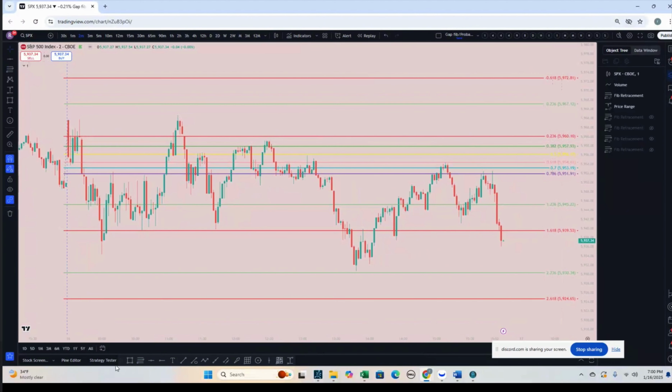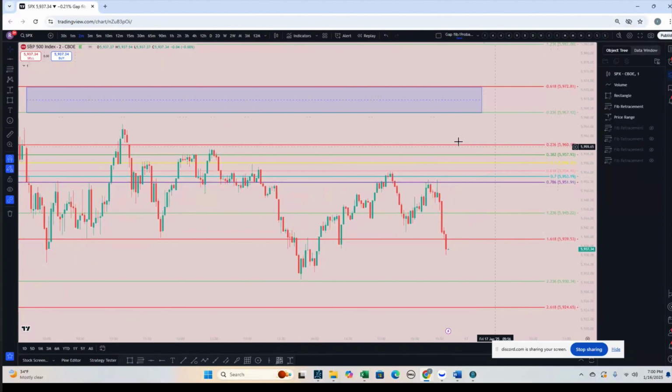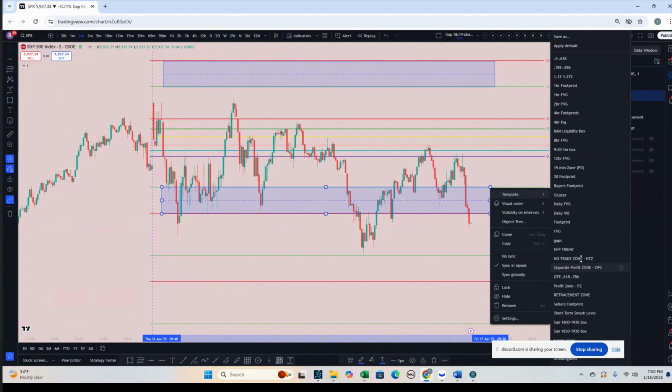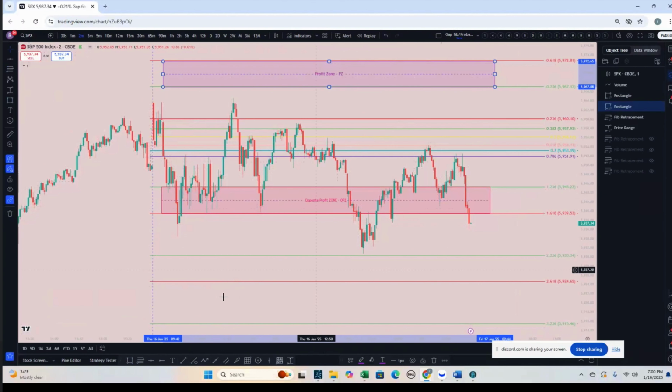Gotcha. PZ number one is pretty much your most important one. PZ number one is your negative coefficients, right? I see. OPZ is your positive coefficients, right? So let me mark this out. Here's your OPZ, here's your PZ, here's your retracement zone here.